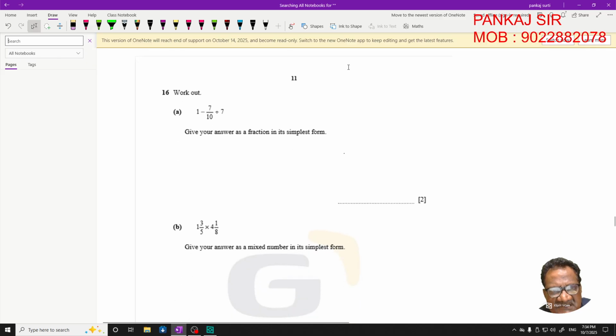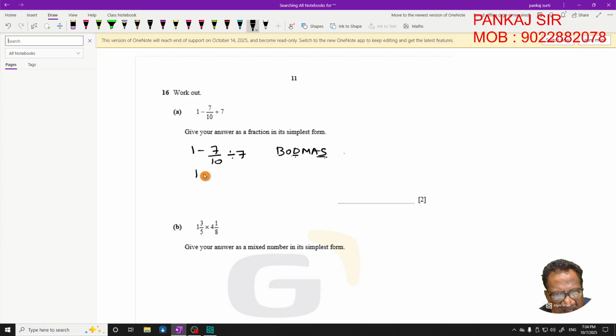Now question number 16. Let us work out 1 minus 7 upon 10 divided by 7. Give your answer as a fraction in its simplest form. This is a very straightforward, simple question by its look, but if you don't follow BODMAS, you are going to make a blunder. What is BODMAS? BODMAS means division will come before subtraction. As you can see here, there are two operations, division and subtraction. So first you have to do the division operation.